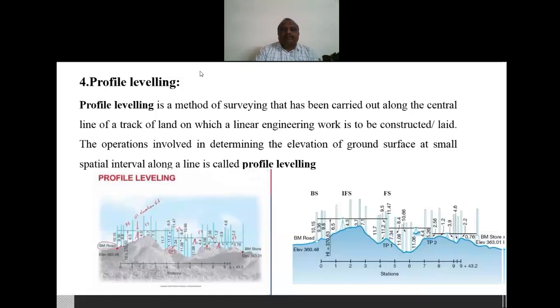In profile leveling, there is a condition to carry out the survey. That is, the distance between the 2 points is called the interval. So we should maintain a constant interval from zero chainage till the end of the chain. By seeing this figure you can notice the stations from chainage 0 up to chainage 9.2. Regular intervals should be maintained to calculate the elevation of the points.